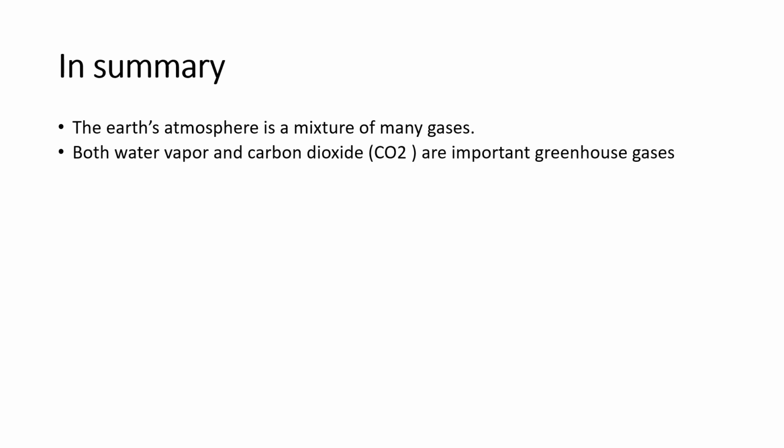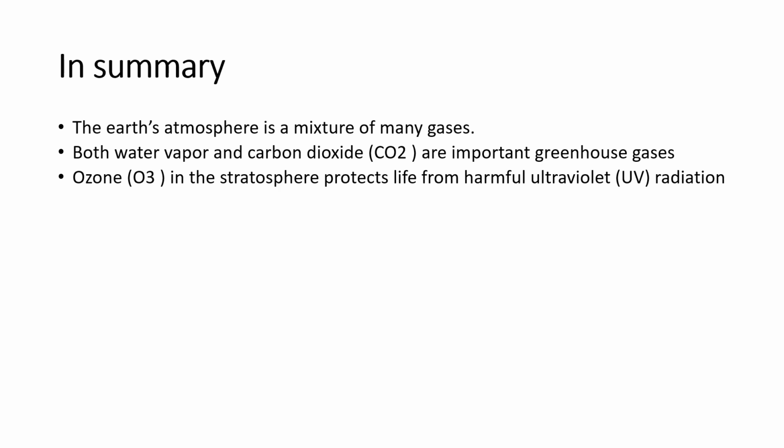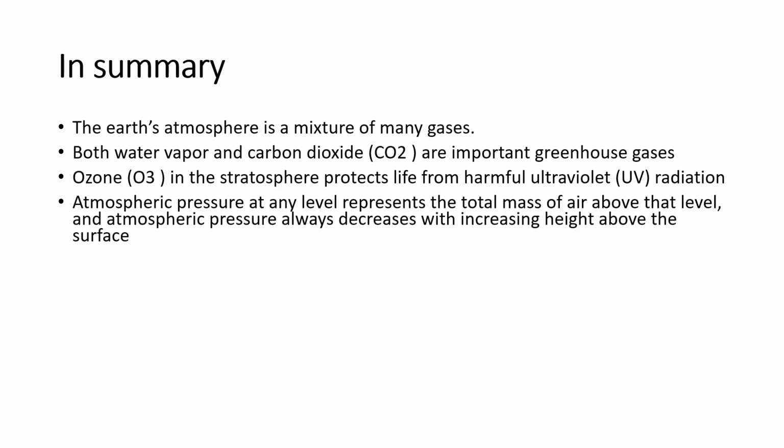And in summary, these are the key points to remember: the Earth's atmosphere is a mixture of many gases, and both water vapor and carbon dioxide are important greenhouse gases. And ozone in the stratosphere protects life from harmful ultraviolet radiation. And the atmospheric pressure at any level represents the total mass of air above that level. And atmospheric pressure always decreases with increasing height above the surface.